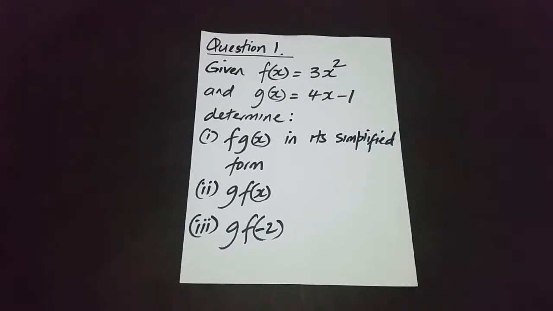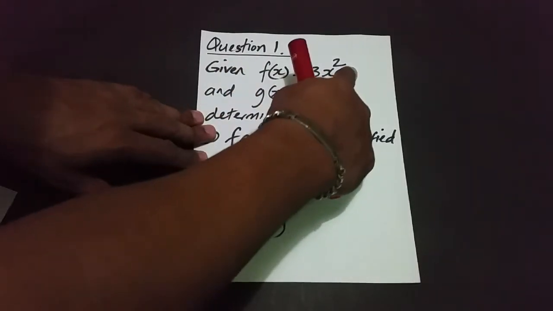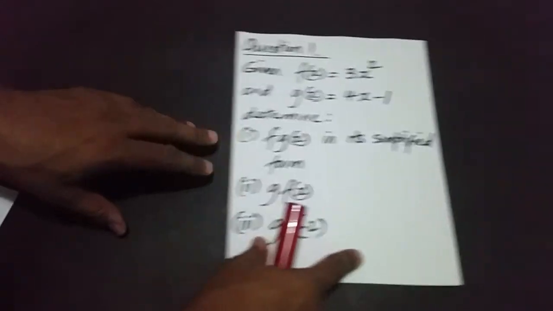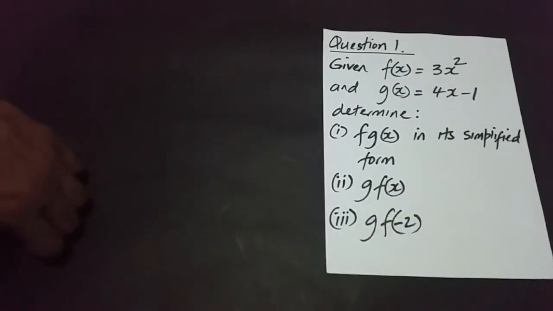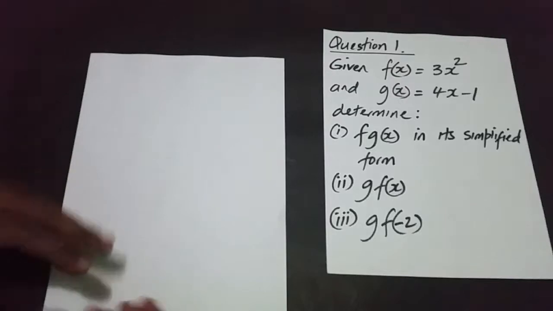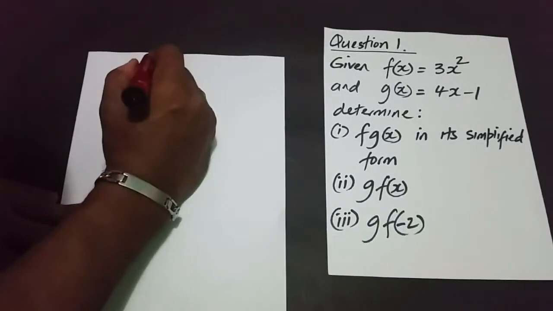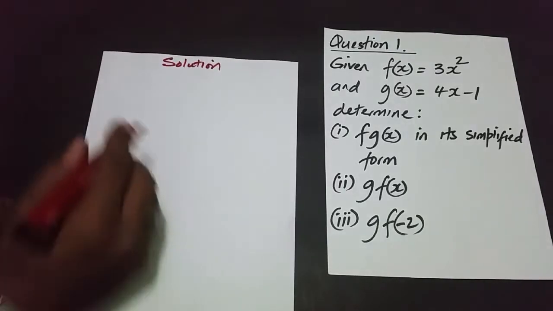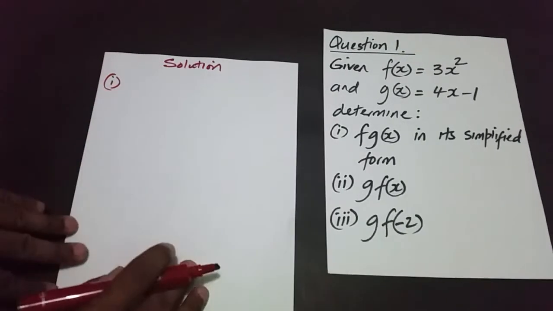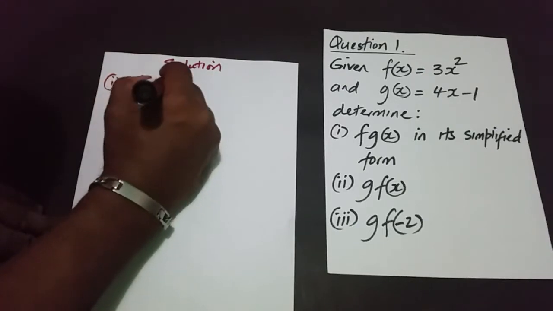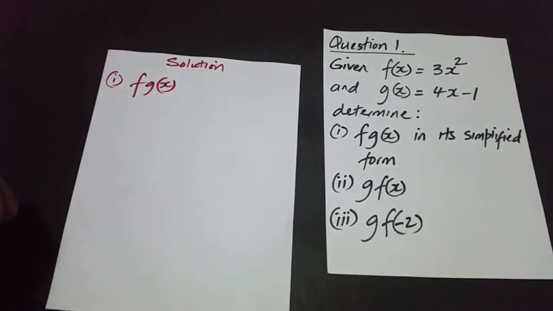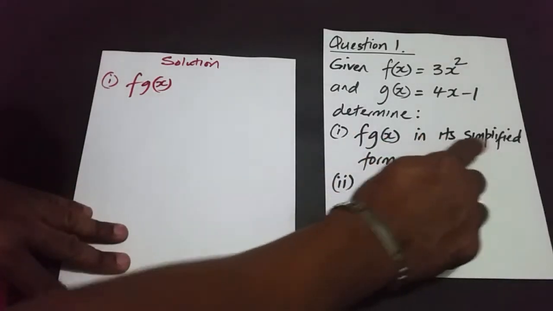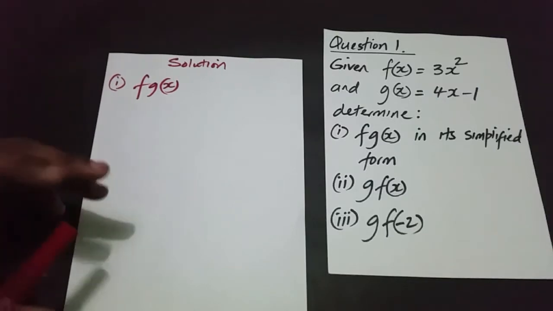So in question 1 it says given f of x equals 3x squared and g of x equals 4x minus 1, determine the following. So we're going to get straight into this question. So in doing the solution to this problem, again, for part 1, they're asking us to determine f of g of x. And not only just to determine f of g of x, but they're asking us to determine f of g of x in its simplified form. So let's take a look at this question.